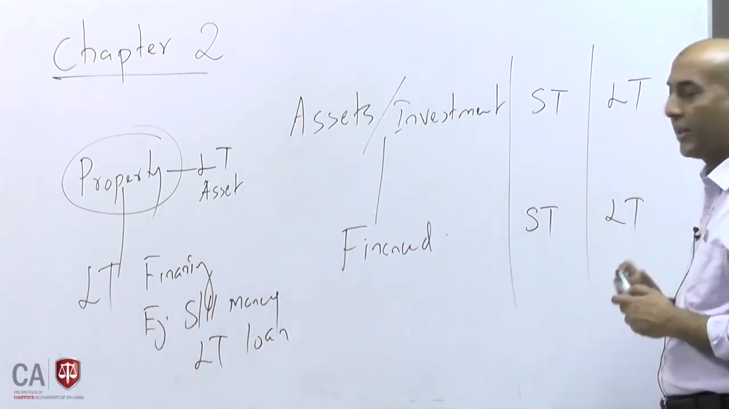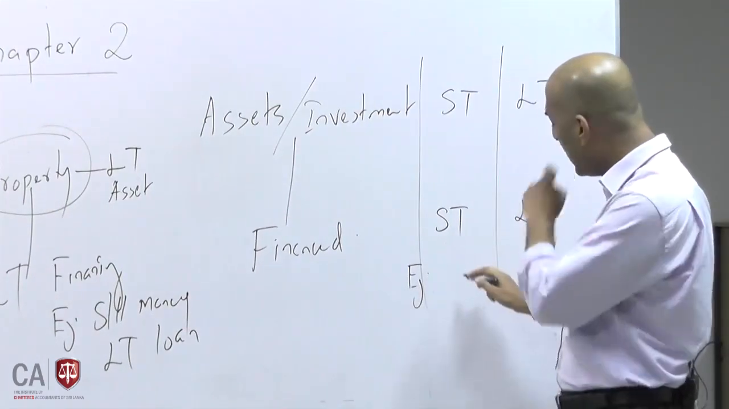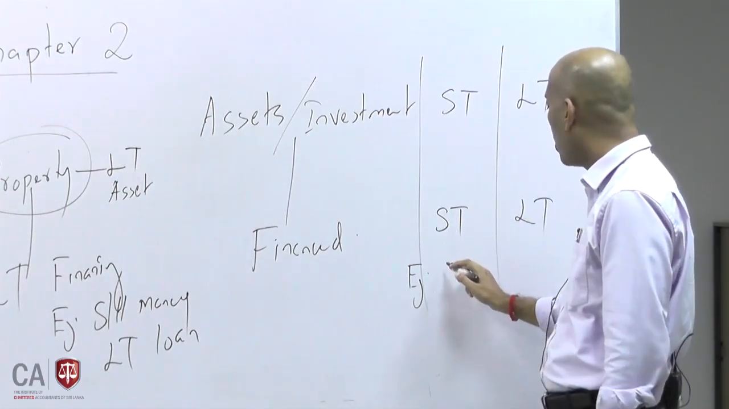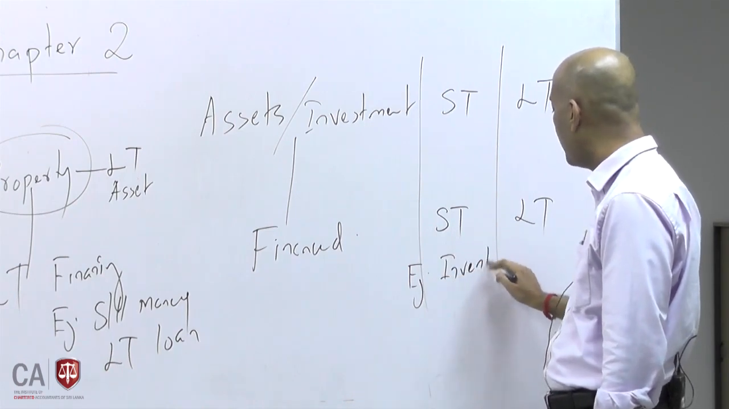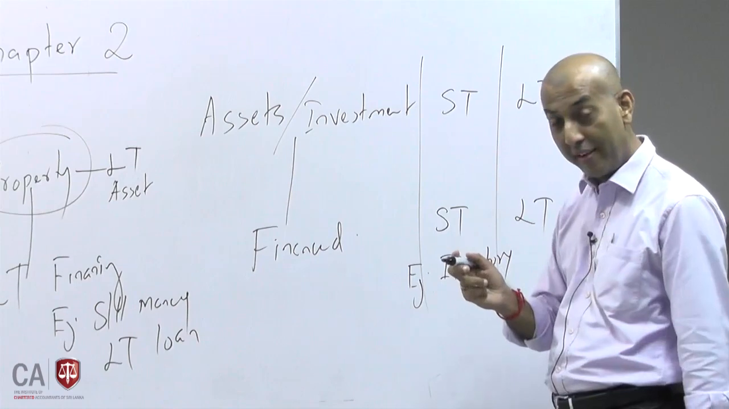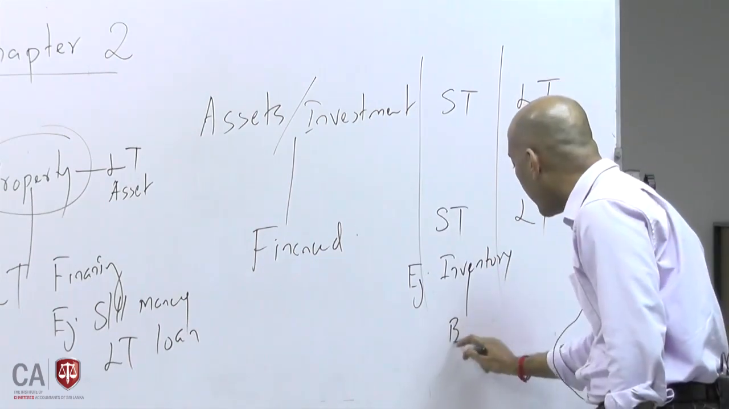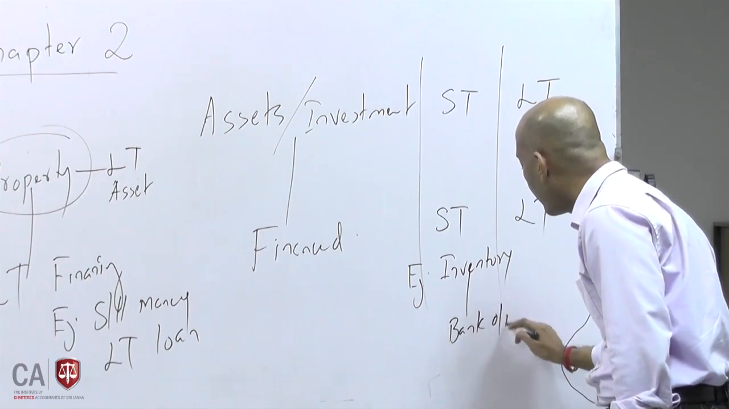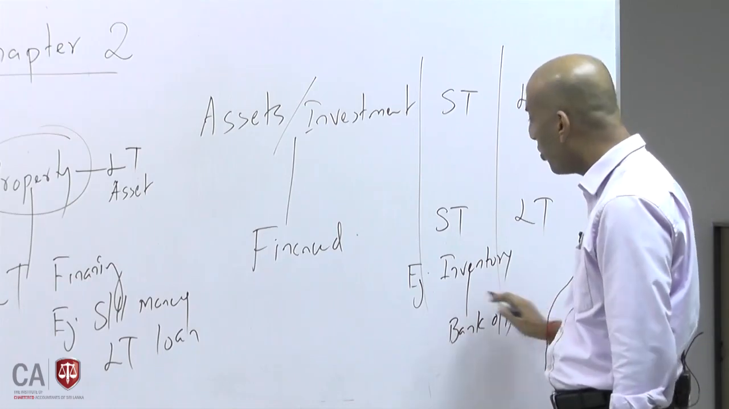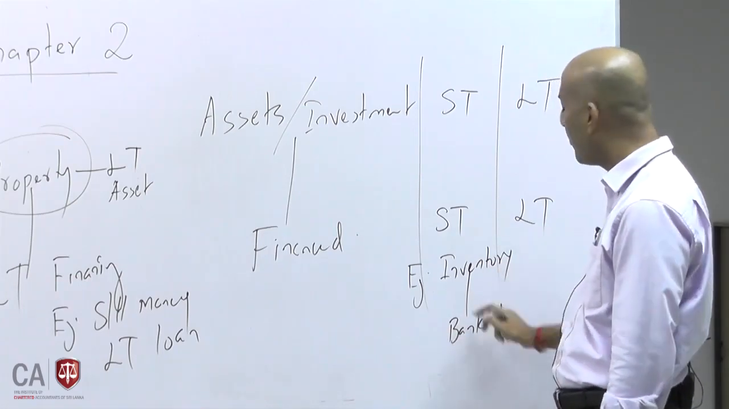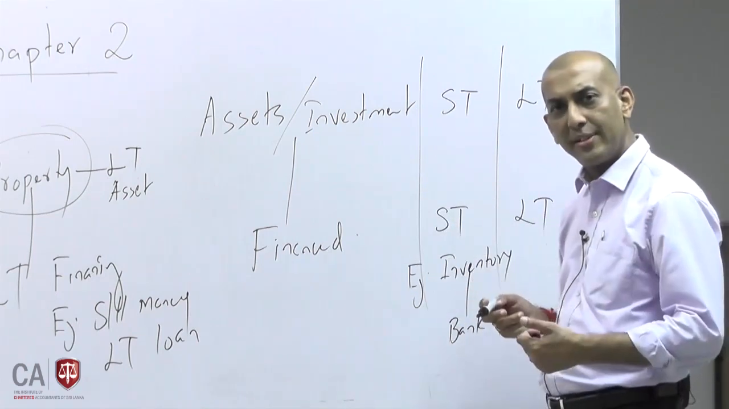Short term. For example, you are going to buy short term assets. It could be even inventory, short term inventory you are going to buy. Only you need it for 3 months. How do you finance? Bank overdraft. You can buy the inventory short term, financed by bank overdraft. You don't need long term funding for this purpose. You need it only for 3 months, so borrow for 3 months.